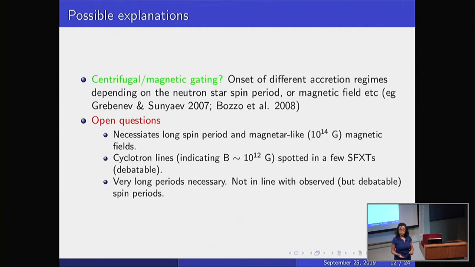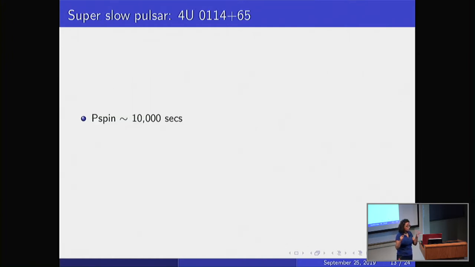One other way to understand these gating mechanisms is to look for intermediary states, intermediary sources. Let me give an example of this source here. This is a persistent pulsar, and it's a very super slow pulsar. Remember that the onset of magnetic gating requires two things to occur. One is that the spin period should be very large, and the other is that the magnetic field should be very large. Now, this pulsar here is a super slow pulsar.